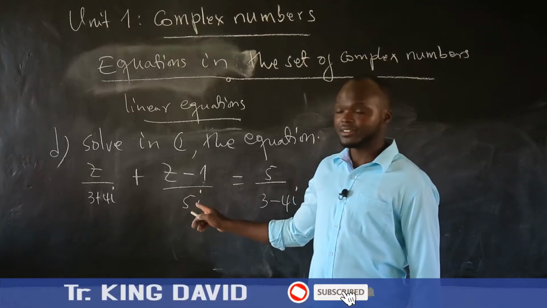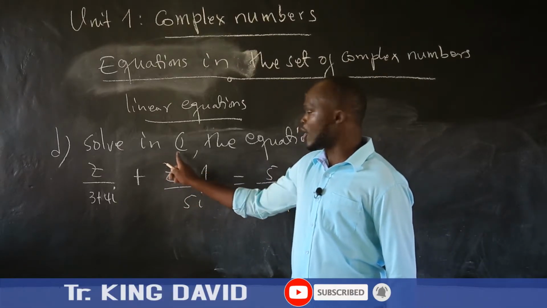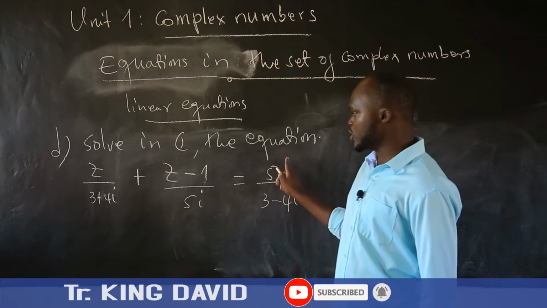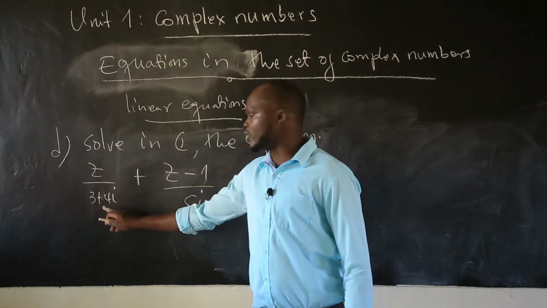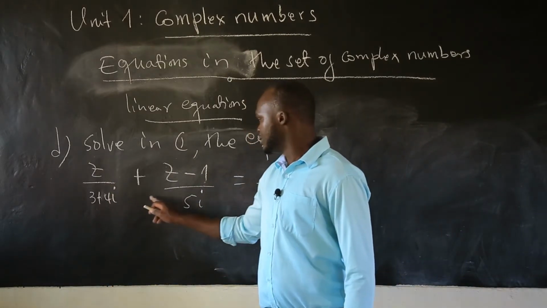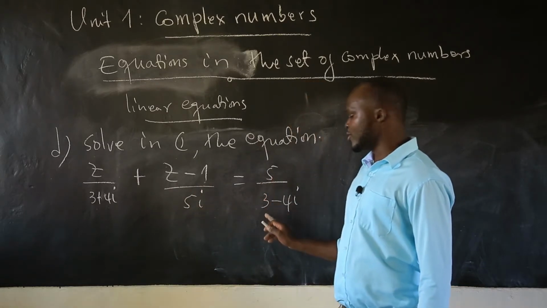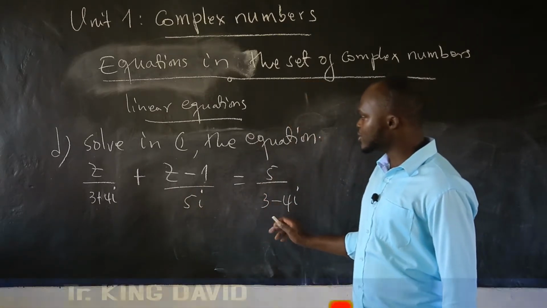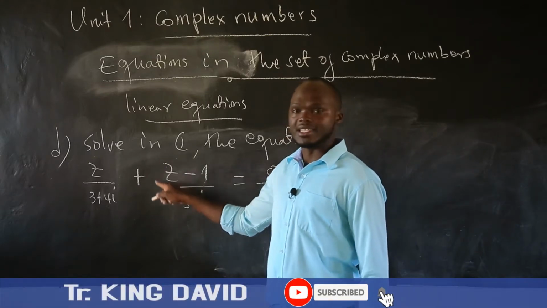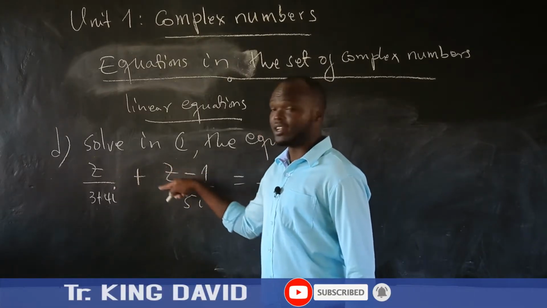We have D here. This is saying: solve in complex numbers the equation Z over 3 plus 4i plus Z minus 1 over 5i equals 5 over 3 minus 4i. So here, the unknown value is only Z. We have to find what?